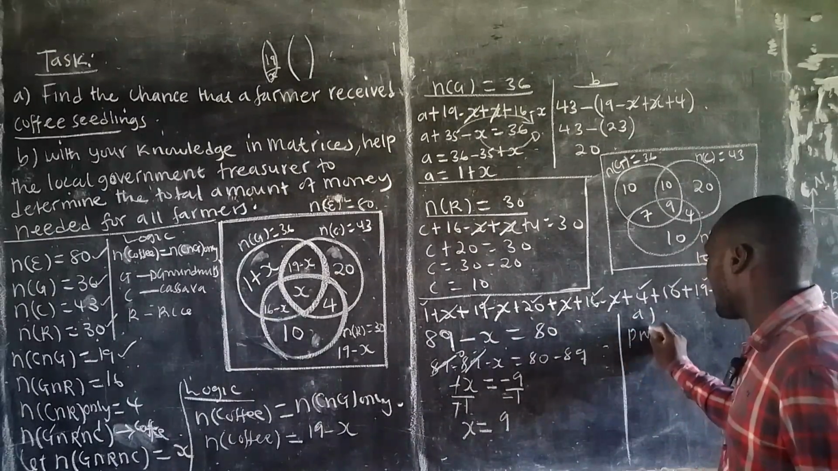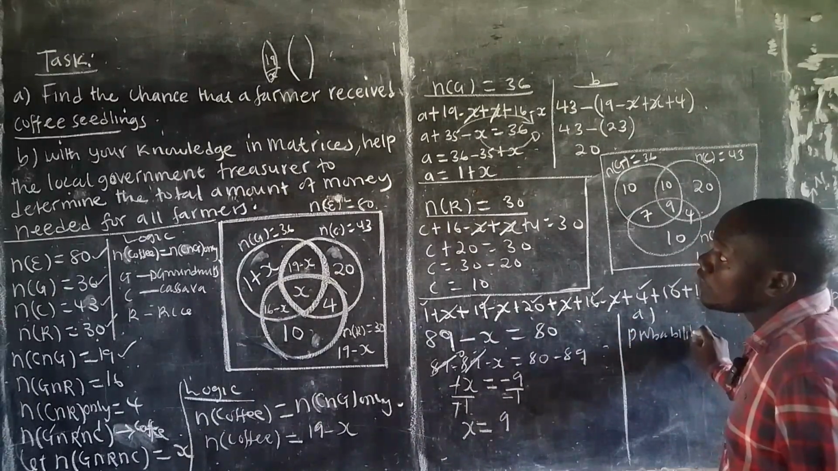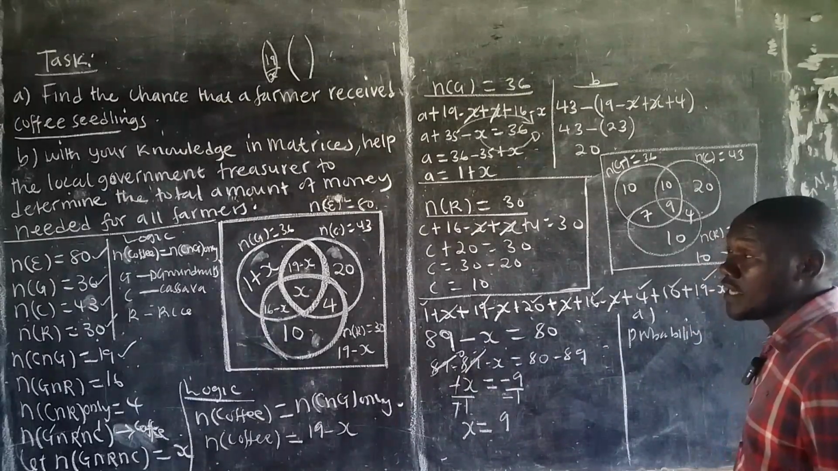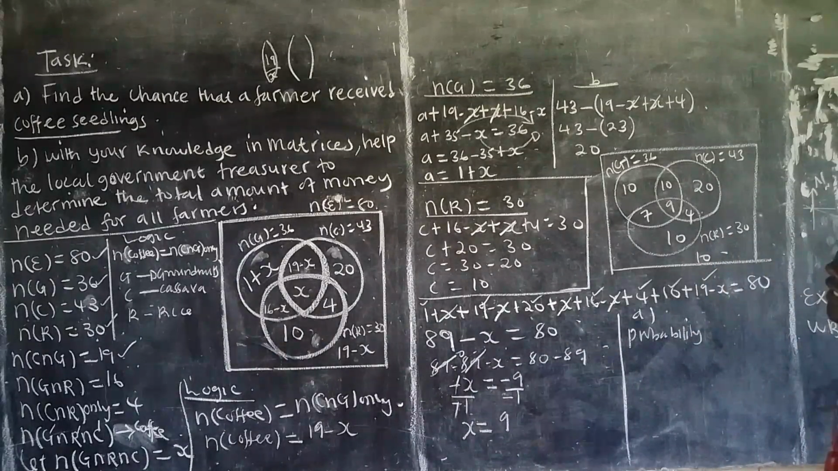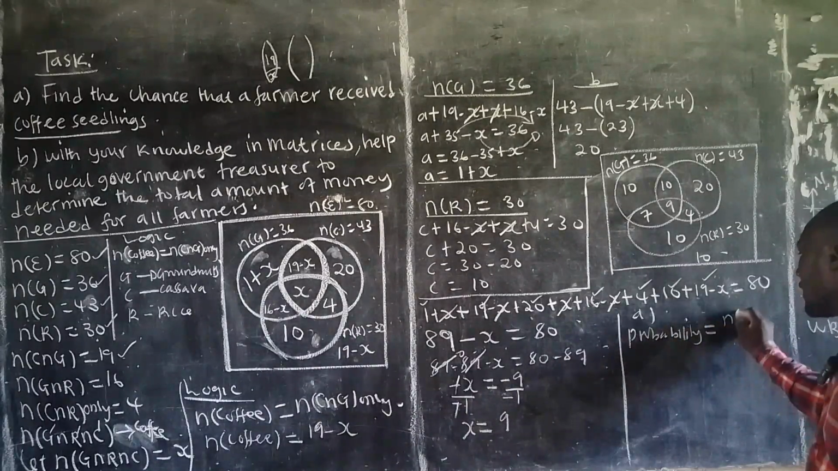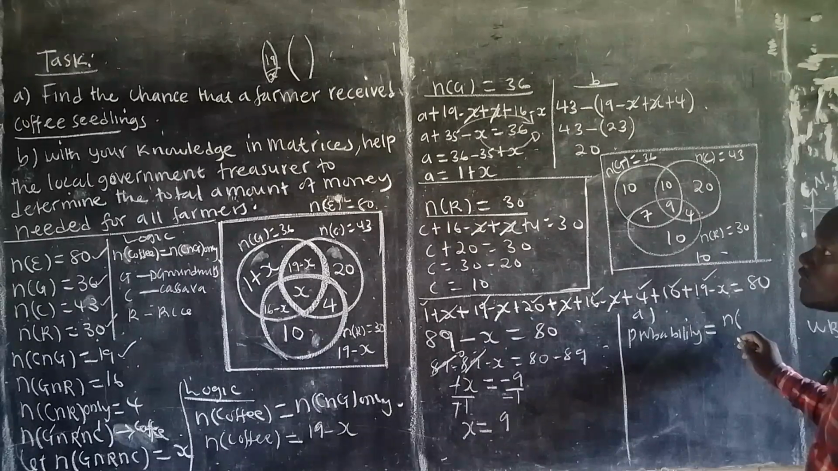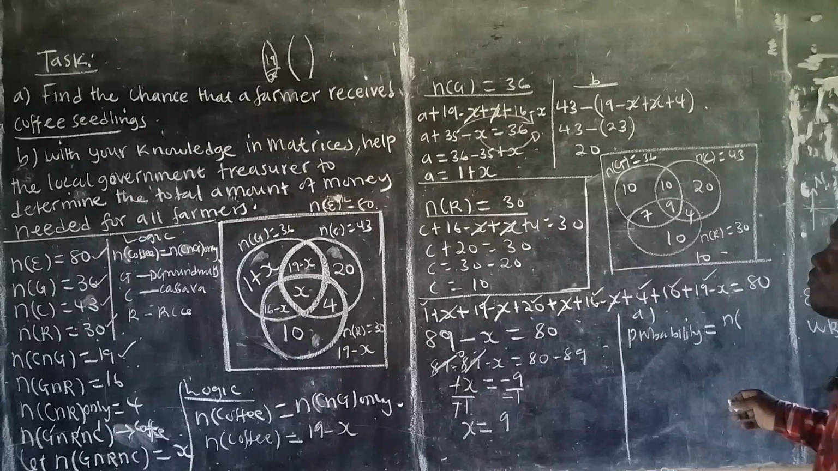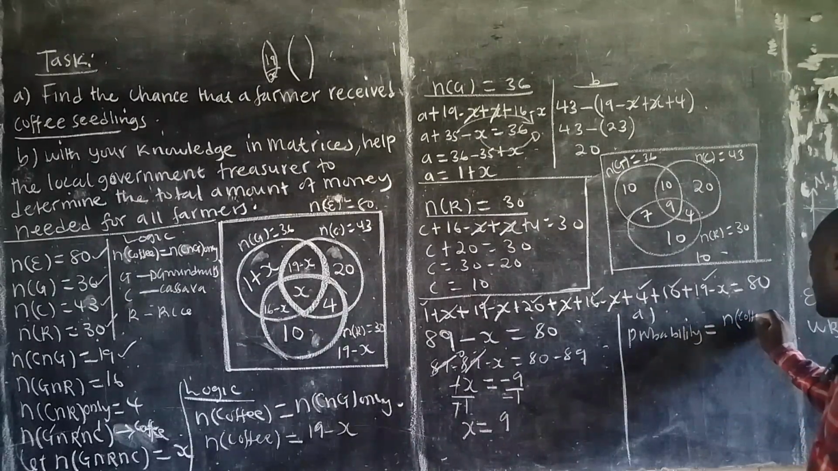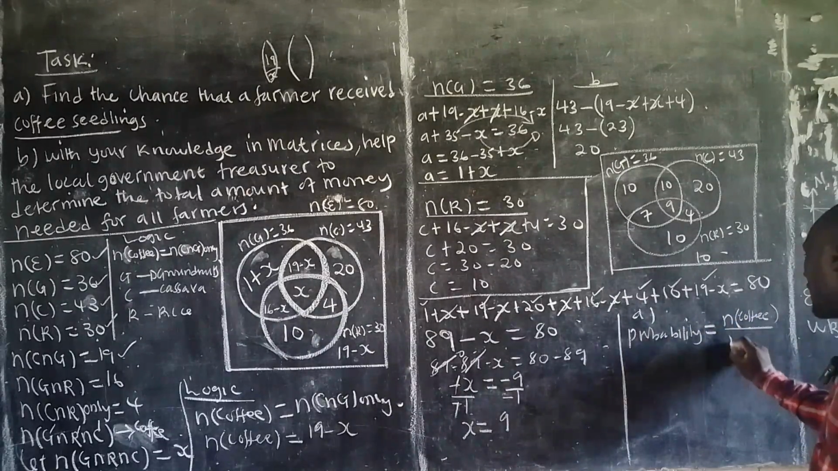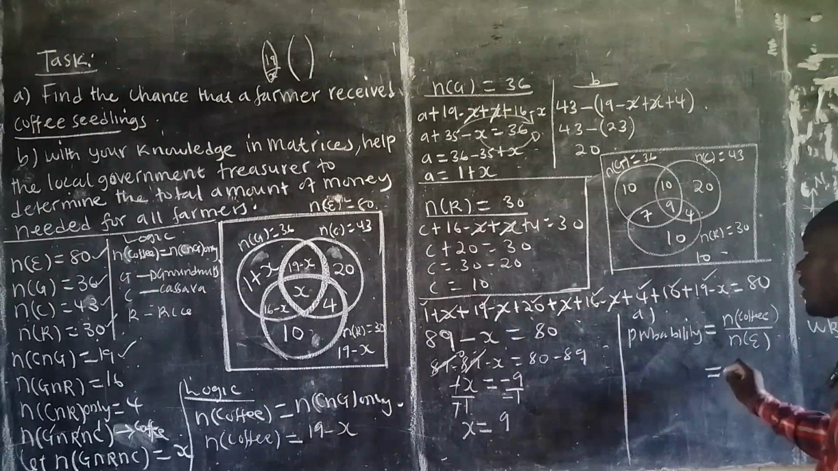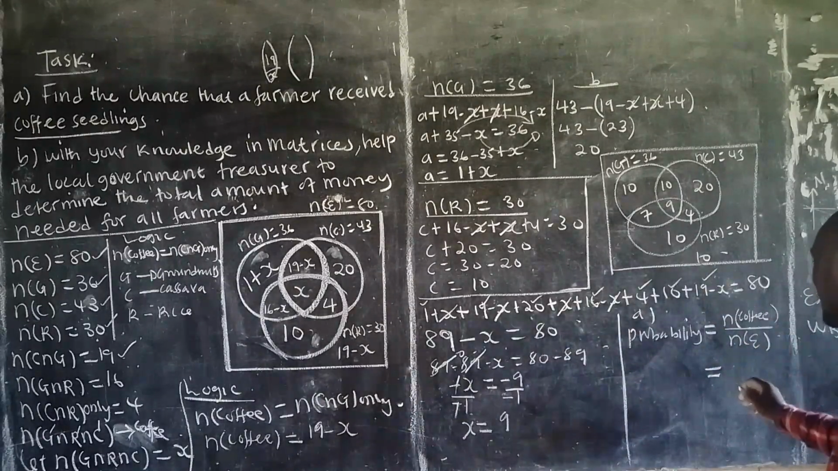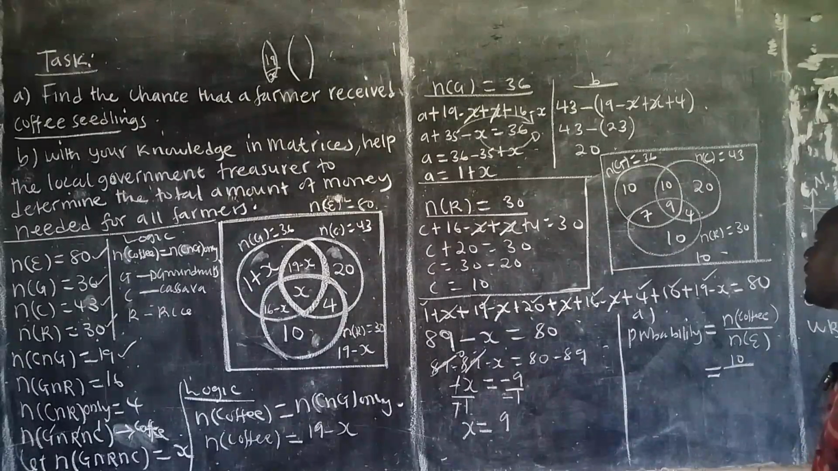I said that probability, by the way, chance means probability. I explained in item 3 and 2 what that means. So probability is equal to the number in coffee seedlings over the number in the universal, right? The number in the coffee seedlings are the ones outside, the 19 minus X there. So 10 divided by the number in the universal, which is 80. So that is the chance.